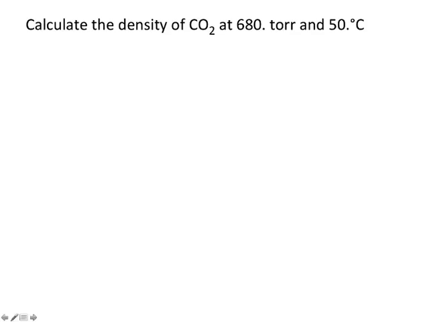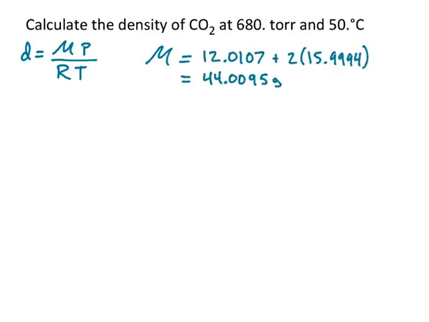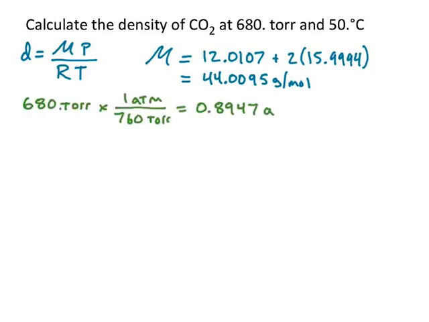All right, let's calculate the density of carbon dioxide at this pressure and this temperature. So here's the formula we're going to use: density equals molar mass times pressure divided by ideal gas constant times temperature. First we've got to find the molar mass. So carbon plus 2 times oxygen, there's the molar mass, perfect. Now we're also going to need the pressure in units of atmospheres if we want to use the ideal gas constant that has atmospheres in it, which is the one I typically use. So convert that to atmospheres. And then you're going to need the temperature in Kelvin, because this is a gas law problem. Always put the temperature into Kelvin.